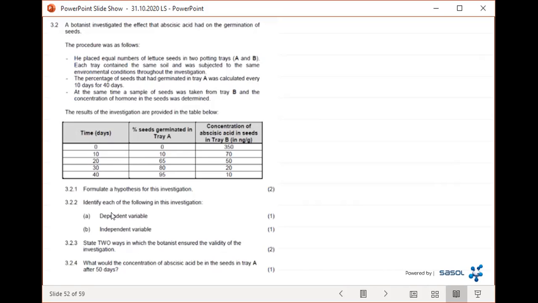Okay, question 3.2.1. Formulate a hypothesis for this investigation. So in order to formulate a hypothesis, you first need to know what the aim of the investigation is. So we go back to our description there. It says a botanist investigated the effect that abscisic acid had on the germination of seeds. Right. So we have abscisic acid and we also have its effect on germination of seeds. So this is a statement of what you could see in this investigation, right? Whether it's a positive or a negative hypothesis, either way would be correct.